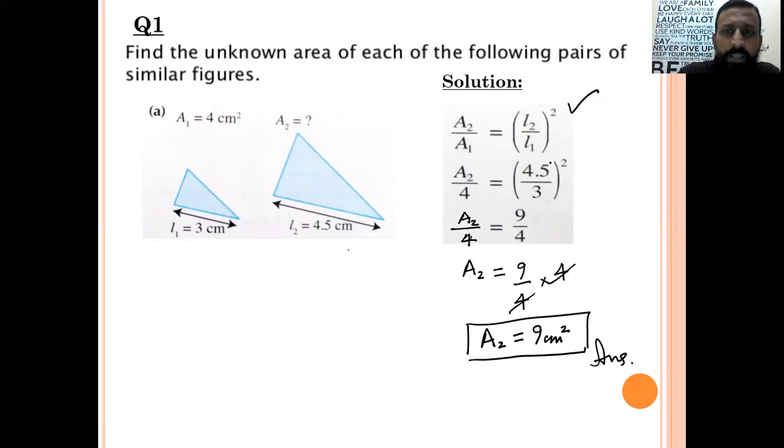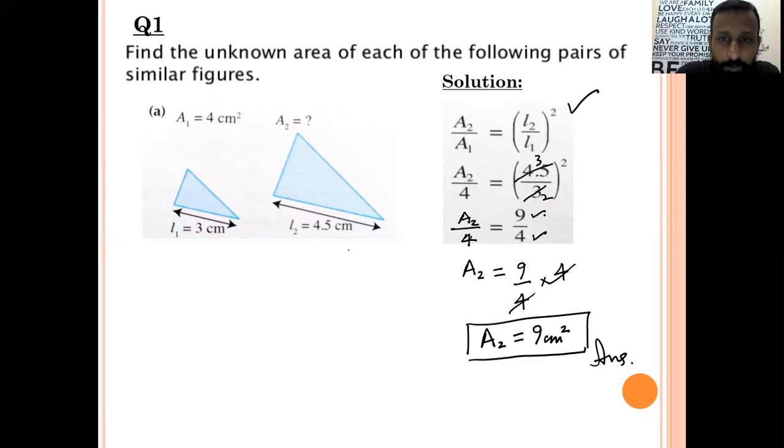Now you can simplify it. You can simplify it either by using your calculator, or you can remove the decimal by multiplying 10 in numerator and denominator. Or if you don't want to remove the decimal, you can use the 1.5 times table, 1.5 twos are 3 and 1.5 threes are 4.5. Now, 3 square is 9, 2 square is 4. Now you have A2 upon 4 is equal to 9 upon 4.